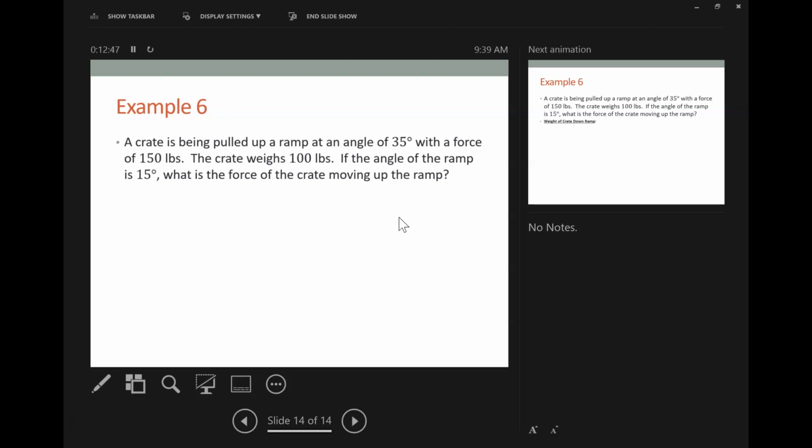Okay. Last example. Did I say that earlier? Yeah. I lied. Take a read through. Tell me how many vectors.